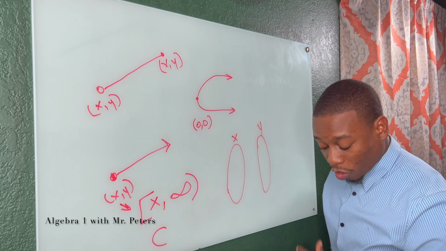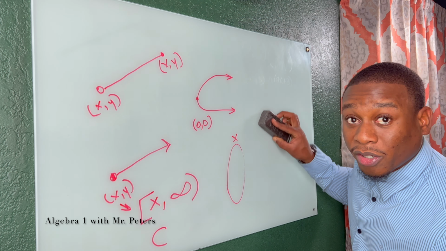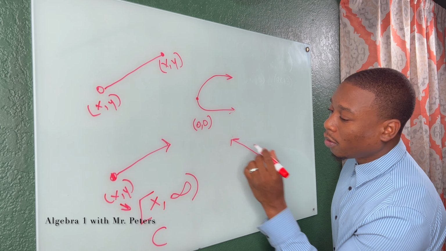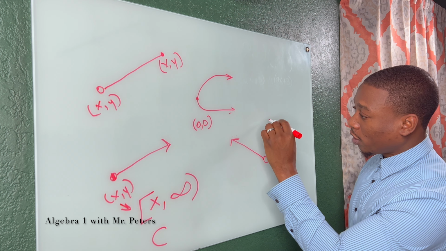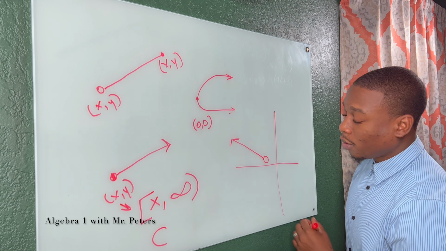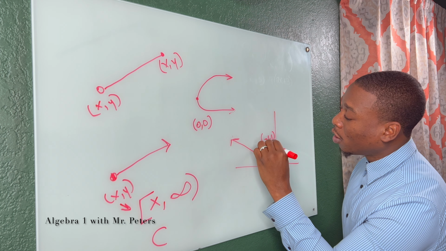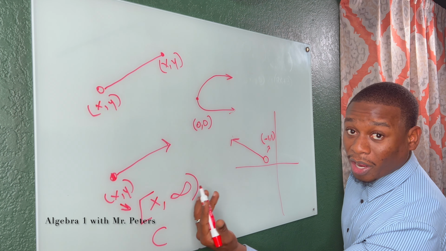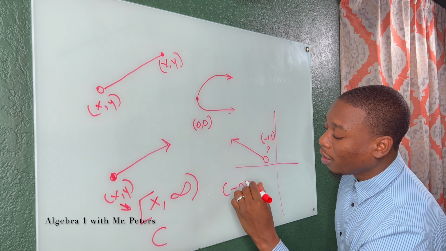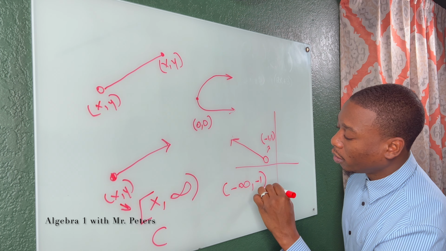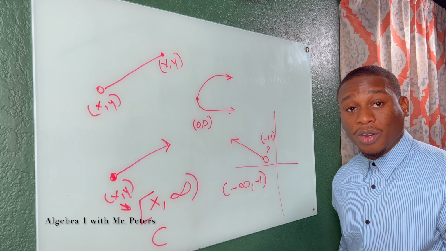Now let's say it was the other way around. Let's say the point was like this, drawn to the left, right? And this is our plane. So let's say this point right here is negative 1, 1. So my domain, we read the graph from left to right, will be negative infinity up to negative 1, right? And that will be the domain.